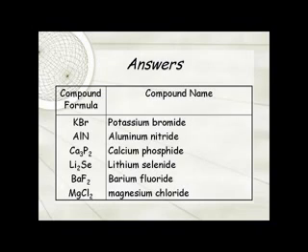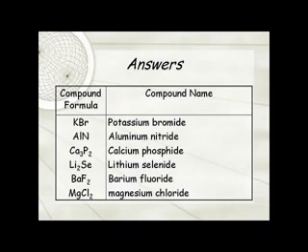Calcium phosphide, though, calcium is a 2 plus ion. The phosphide is a 3 negative. Here we have that 2 and 3 situation, so we need 3 calciums and 2 phosphides in order to balance those charges. So Ca3P2 is that formula. For lithium selenide, lithium is 1 plus. Selenide is a 2 negative ion, so you would need 2 lithiums to balance that, so the formula is Li2Se.